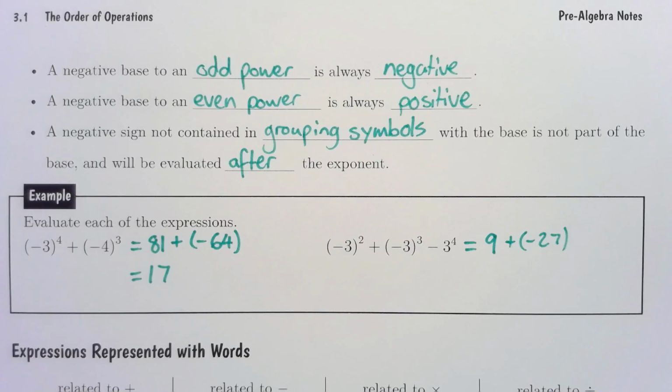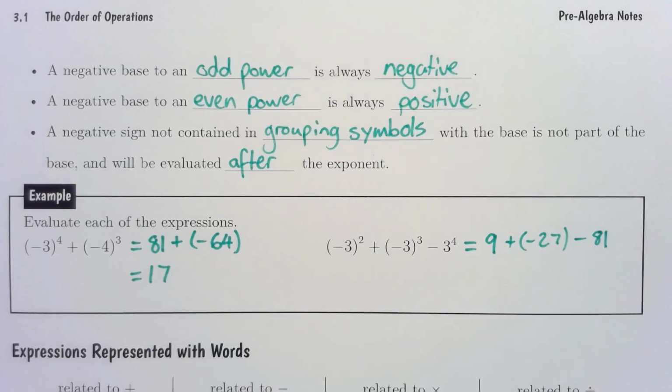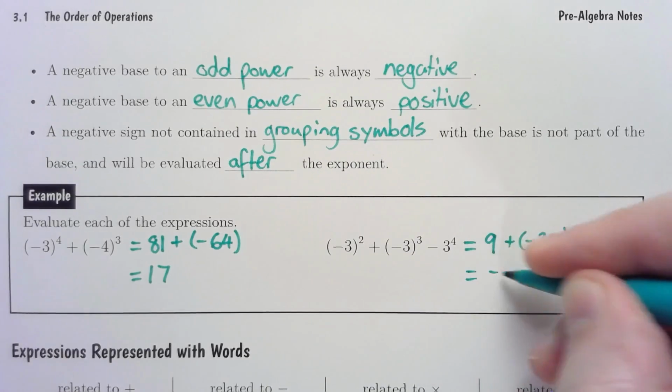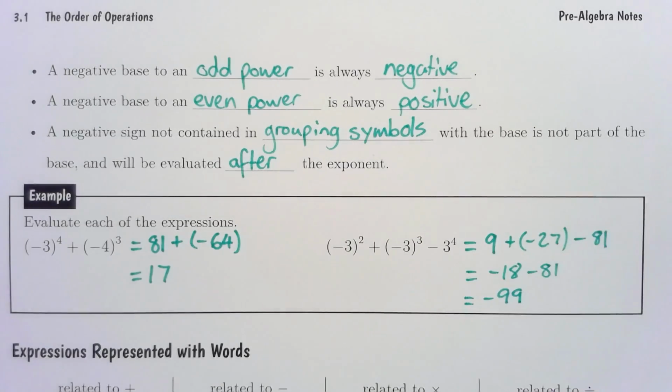And then finally, notice that our last term here doesn't have parentheses. So the negative isn't part of the base that's raised to the power of 4. So 3 to the power of 4 is 81, but this term is still being subtracted. Now 9 plus negative 27 is negative 18, and then subtracting 81 from that gives us negative 99.